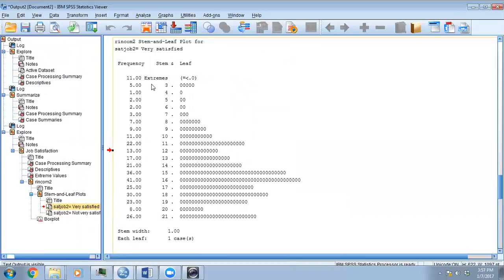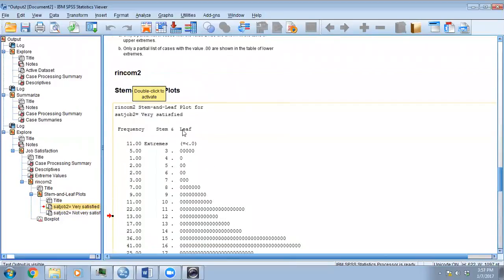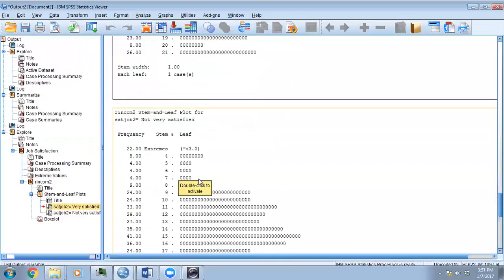It tells you straight away that there are 11 cases where you have extreme values less than or equal to 0 in the case of very satisfied. In the case of not very satisfied, you have 22 extreme values where you have values of less than or equal to 3.